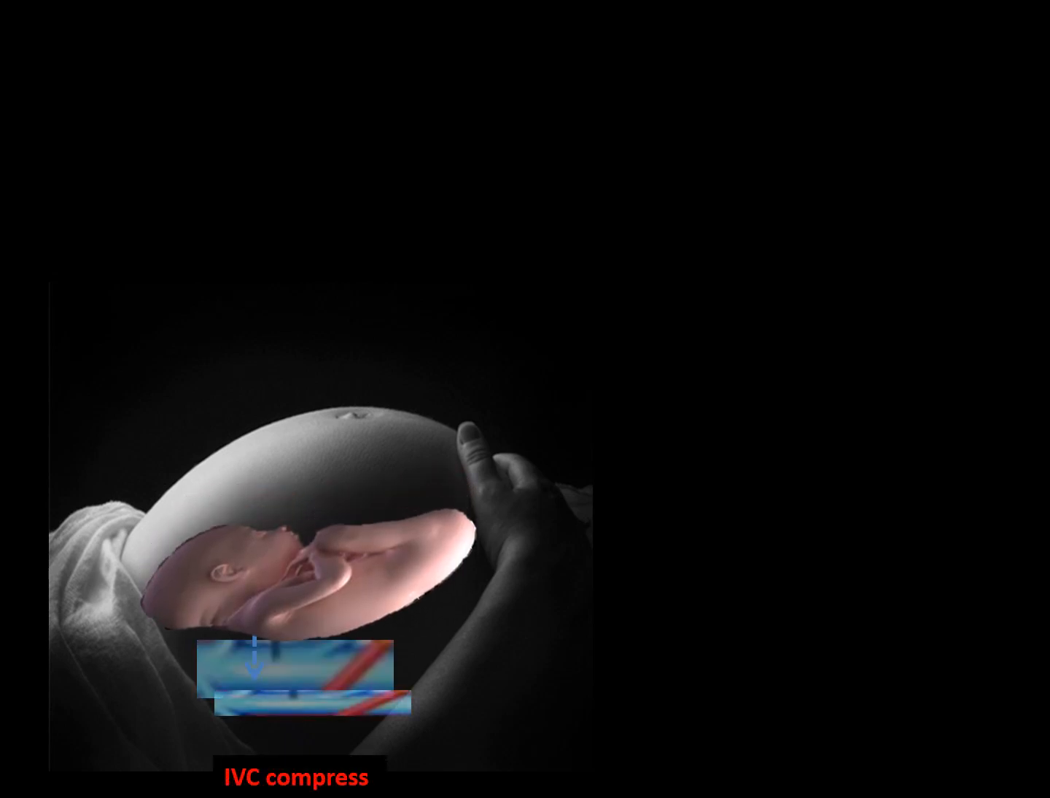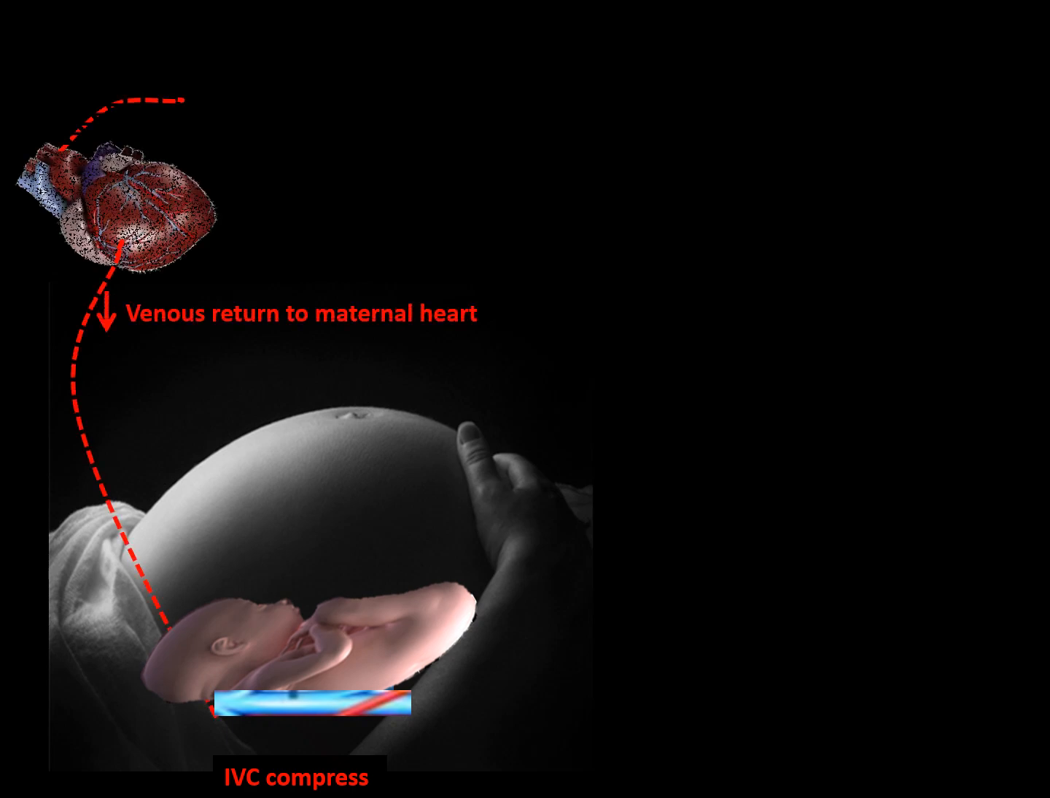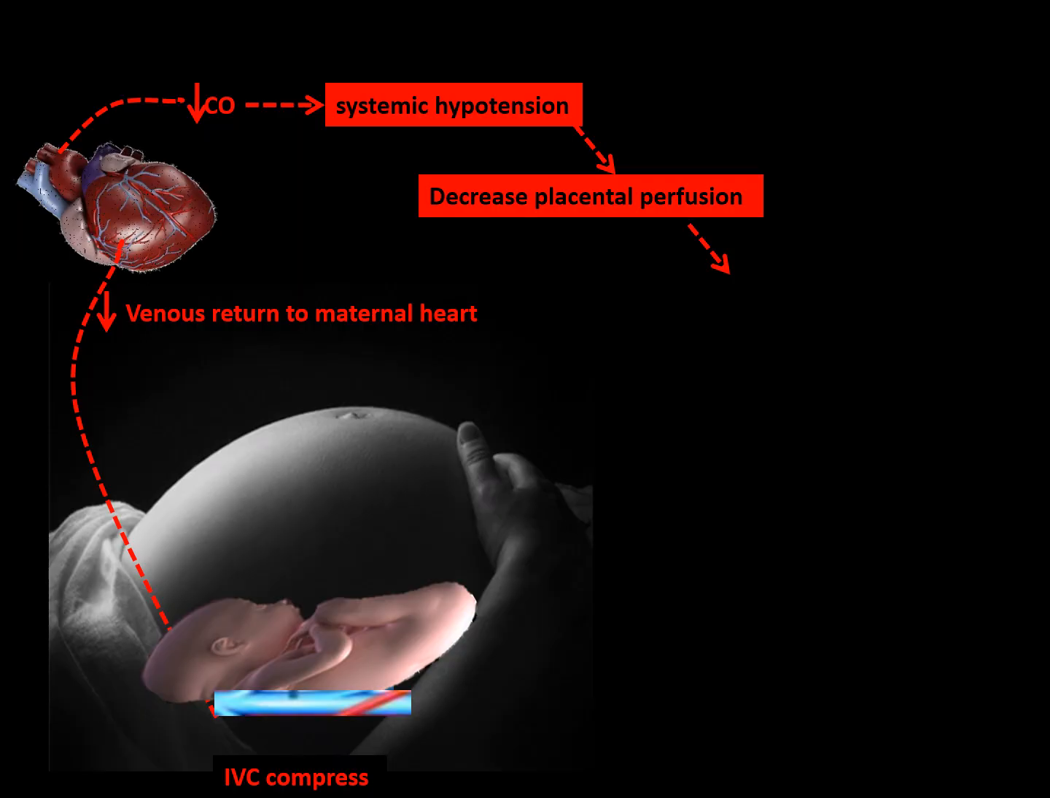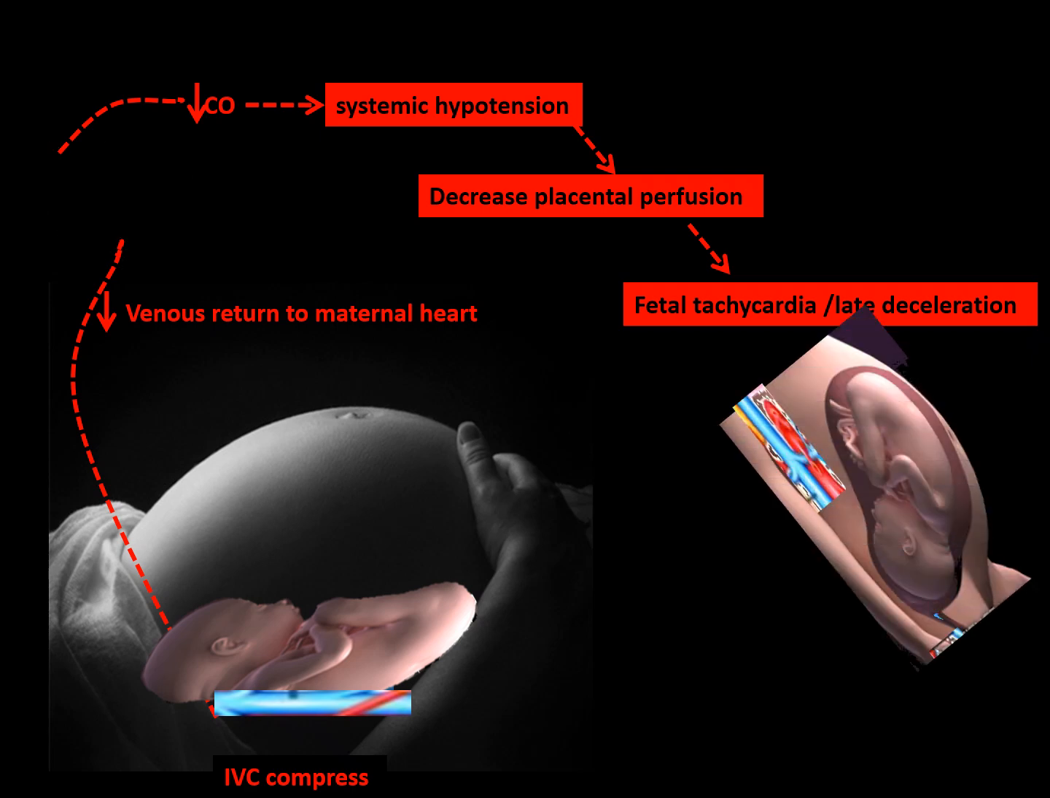If the woman is lying on her back, this is the fetus and the uterus. The gravid uterus is going to compress the inferior vena cava, and this leads to reduced venous return to the maternal heart, reduced cardiac output and systemic hypotension, decreased placental perfusion, and leads to fetal tachycardia and late or variable decelerations.